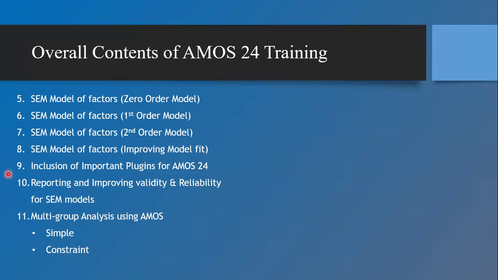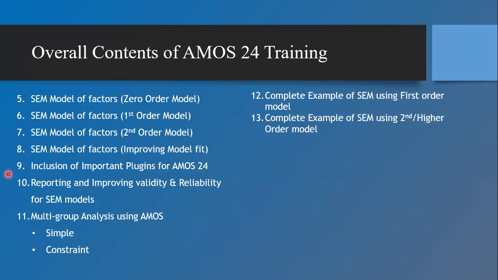We have two procedures actually for analyzing multi-group analysis. Then I will try to complete an example where SEM is required to be analyzed using a first order model. Then I would try to exemplify another example using a higher order model using a data set in order to provide you a full-fledged example.